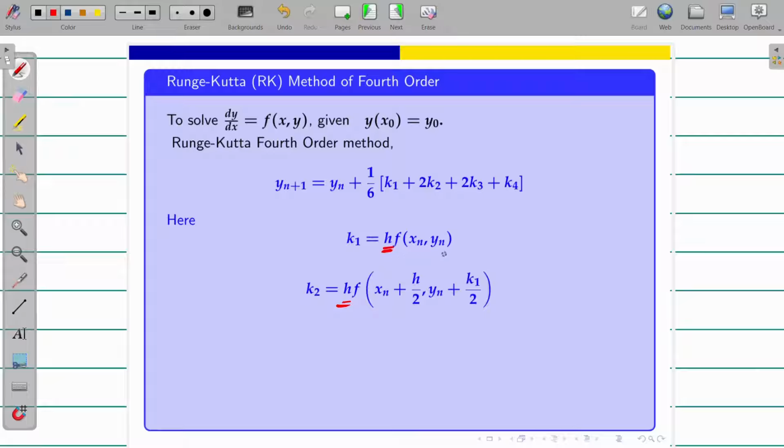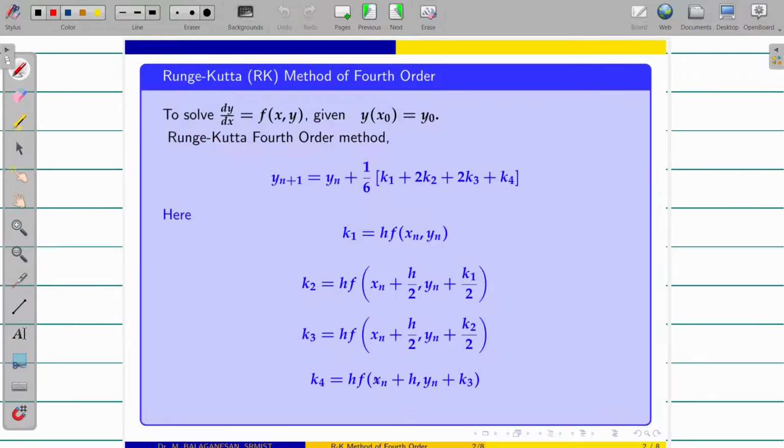Don't make the mistake of forgetting to multiply the h value in each and every part. K1 equals h into f of xn and yn. K2 is h into f of xn plus h by 2, comma yn plus k1 by 2. Next K3 is h into f of xn plus h by 2, comma yn plus k2 by 2, the recent value being changed. Then K4 is h into f of xn plus h, yn plus k3. So this is the formula. We have to find the k1, k2, k3, k4 values, substitute them here, and we can get the answer.